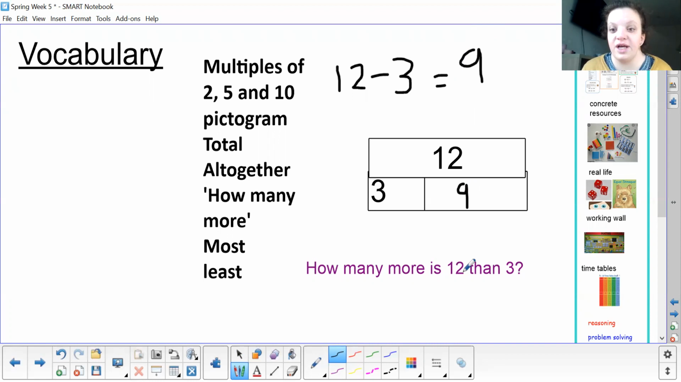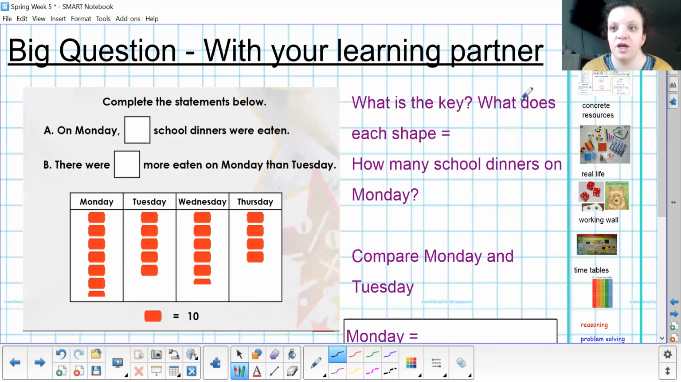So how many more is 12 than 3? My answer is 9. It's 9 more. 9 more than 3 makes 12. Okay, got it? Brilliant. So really think about that today. Draw that bar model if you need to.